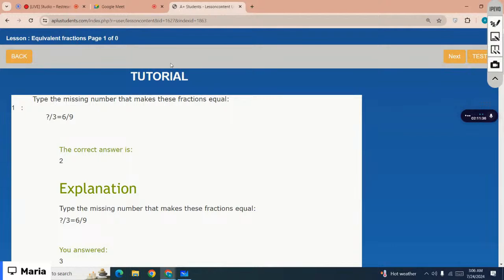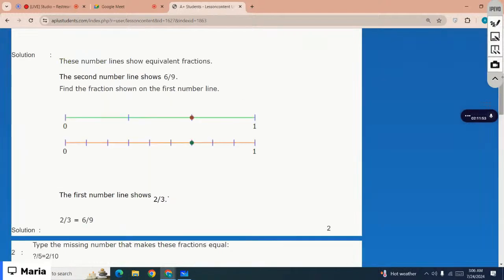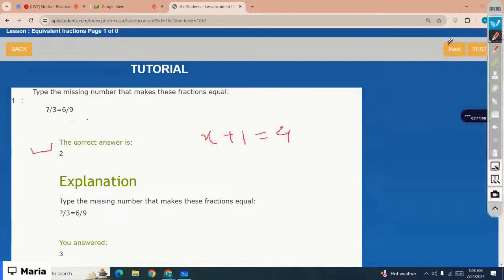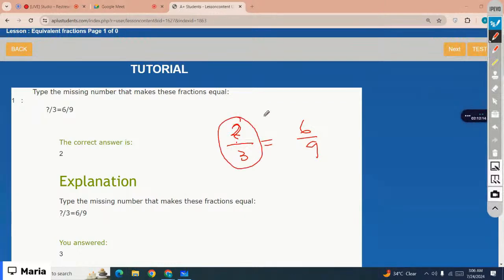Yes, you can. Let's just start with the first example, that is type the missing number that makes these fractions equal. So you have to see which number is missing. Basically, they are the equivalent fractions. So how do we find the missing number? The missing number divided by 3 equals 6 over 9, right? Our equivalent fractions, that means you have either multiplied or divided this fraction to get this one, right?